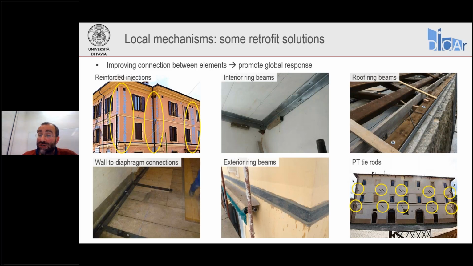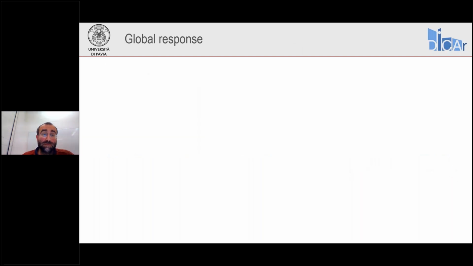We can also use post-tension tie rods, which, compared to the other techniques, not only improve the connection, but also confer some kind of self-centering behavior to the response of the building. Now, if we don't have problems with local mechanisms that are usually responsible for many cases of collapses in masonry buildings, then we can start thinking about the global response of the structure.